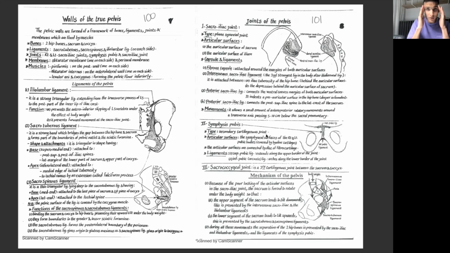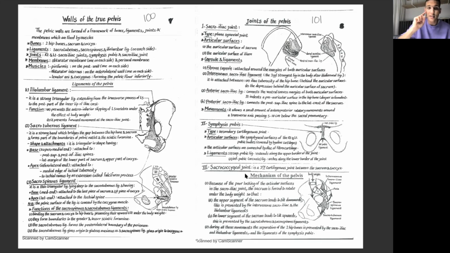Remember, always you need to know the type of joint. The sacroiliac joint is a plain type of joint. Here it is a secondary cartilaginous joint, and the articulation of the surfaces is the symphysial surfaces of the right and left pubic bodies. Then they are connected by a fibrocartilage disc. Ligaments: superior pubic ligament, inferior pubic ligament, not anterior and posterior. Instead, here it's superior and inferior, above, below. That's it.